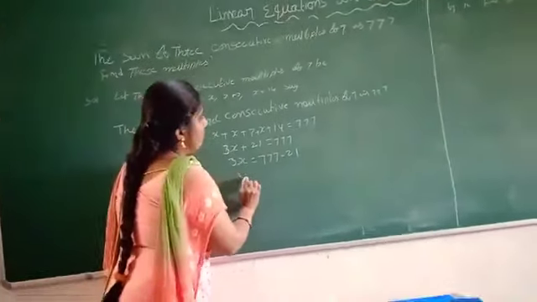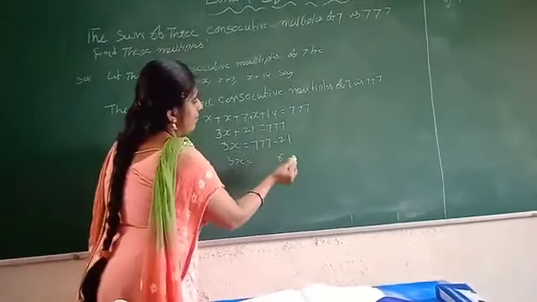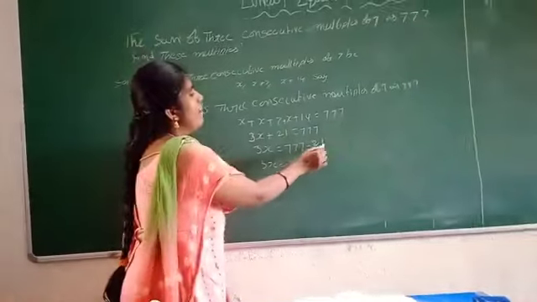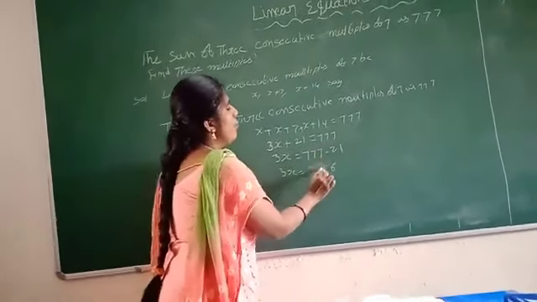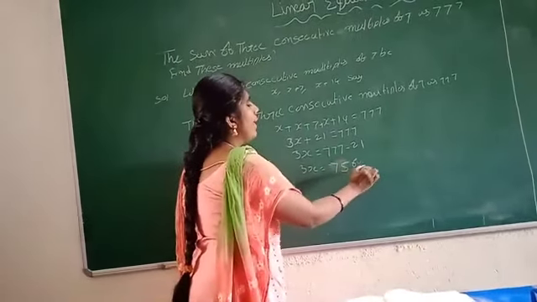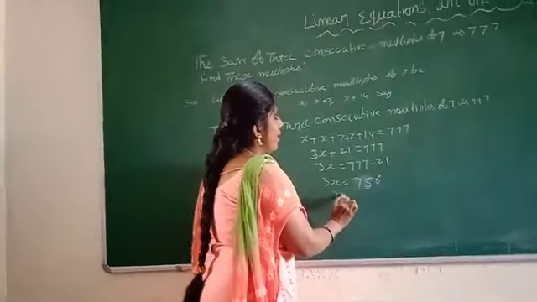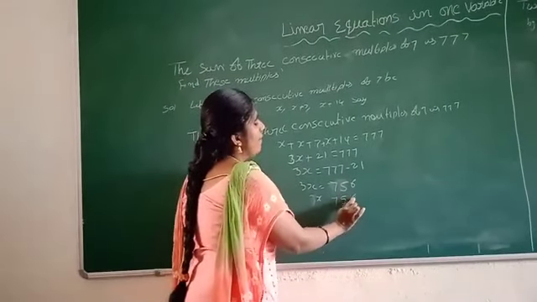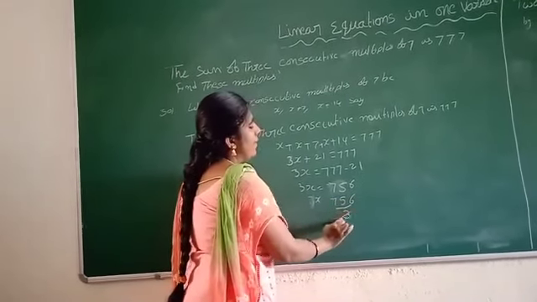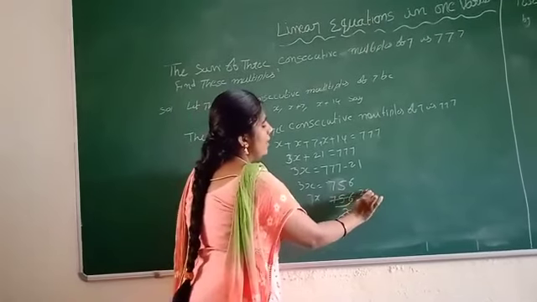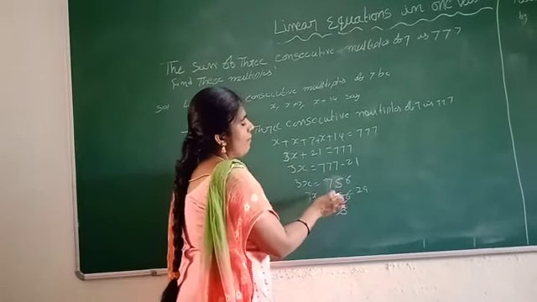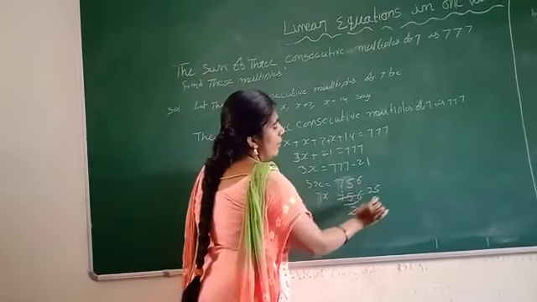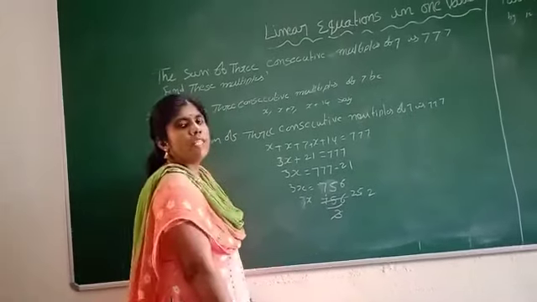Okay, 6. 7 minus 2, how much? 7 minus 1, 6. 7 minus 2, 5. 7, so 756. So 3x equal to 756. X equal to 756 by 3. 3 ones are 3, 3 twos are 6, 3 fives are 15. 3 twos are 6.